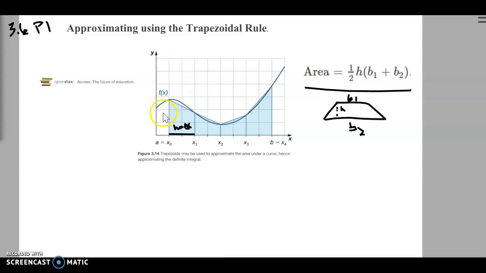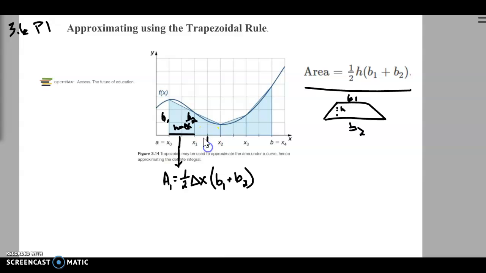And then this side over here is going to be our b sub 1. And this side over here is going to be our b sub 2. So the area for this first trapezoid here, our first area, is going to be equal to 1/2 times the height, which is delta x, times b sub 1 plus b sub 2.